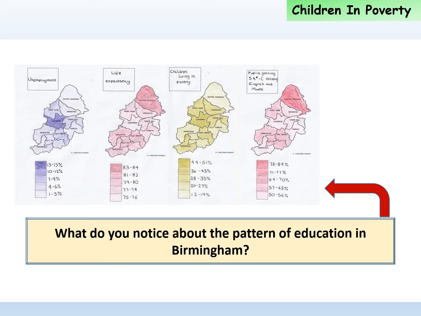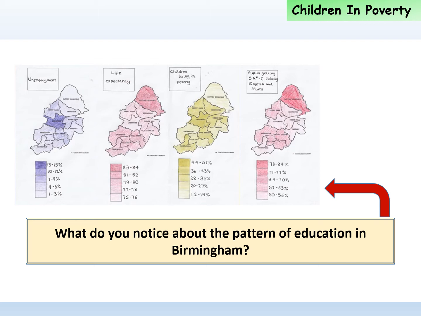Again, unemployment could be linked with children in poverty. If you're unemployed, you don't have a job, you don't have money, therefore your children are going to live in poverty. And again, Ladywood fits that link. Ladywood's got high unemployment, it's also got a lot of children living in poverty. Sutton Coldfield, on the other hand, has got low unemployment, therefore it's got low number of children living in poverty. So we can link these maps together in loads of different ways.